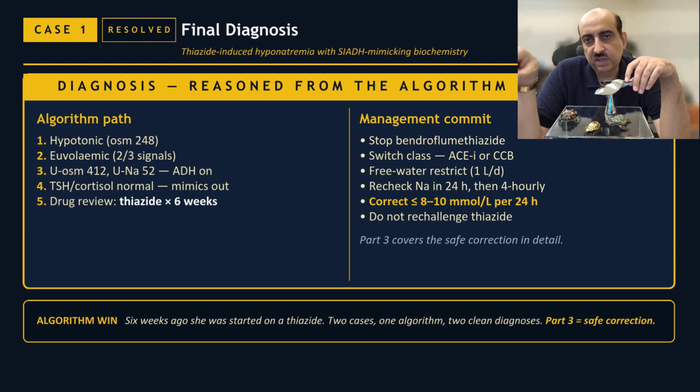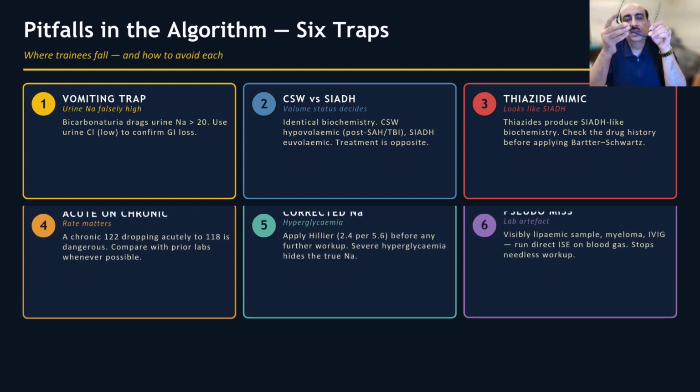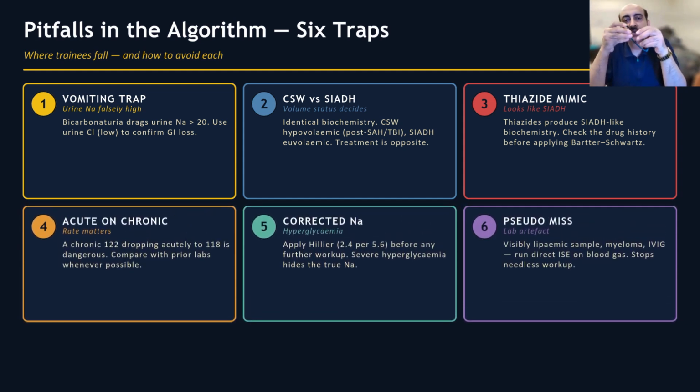Our part 3, the next video coming up, will cover the safe correction in more detail. Six traps, or pitfalls, in this algorithm. I think these are very important examples as well. We've covered most of them already. Number 1, the vomiting trap. We've already discussed that in vomiting, because of the chloride loss through hydrochloric acid, you cannot rely on urinary sodium, which can still be above 20. So what's the key investigation in that situation?